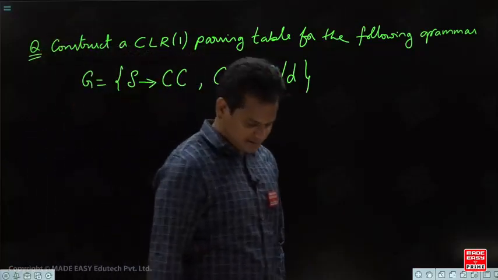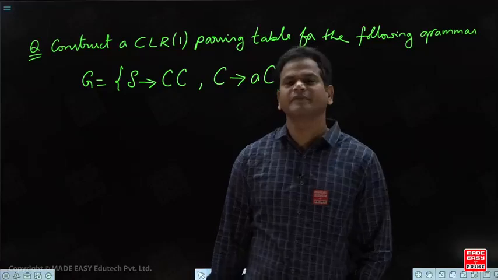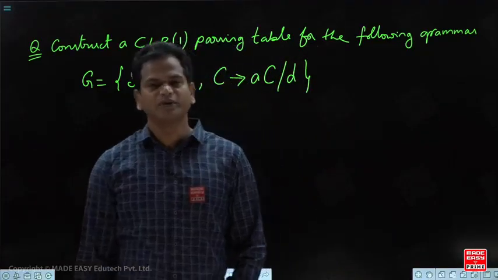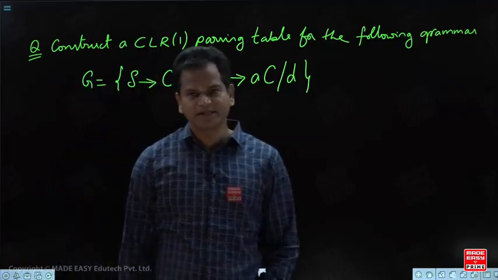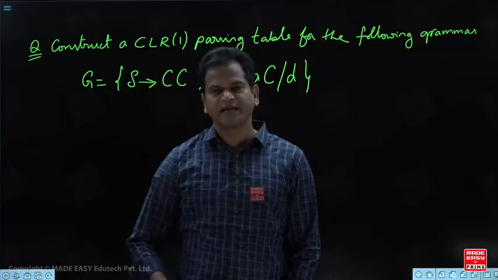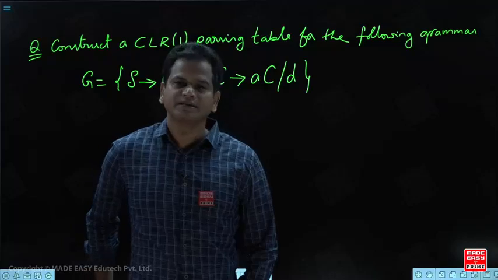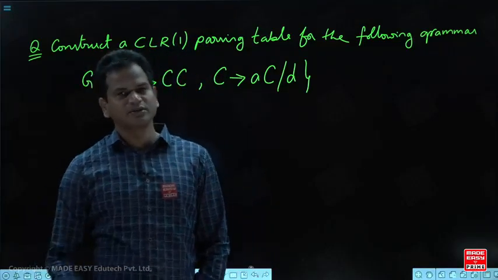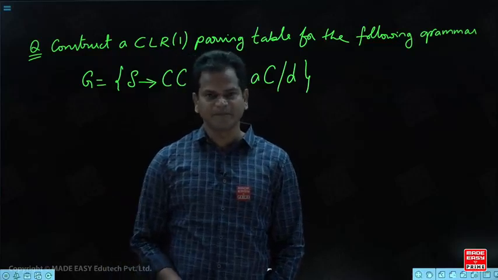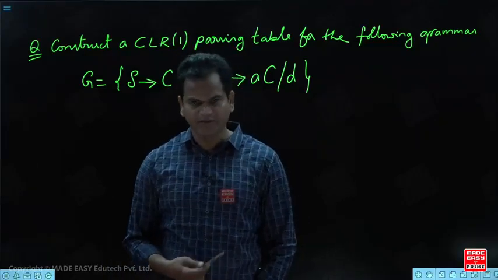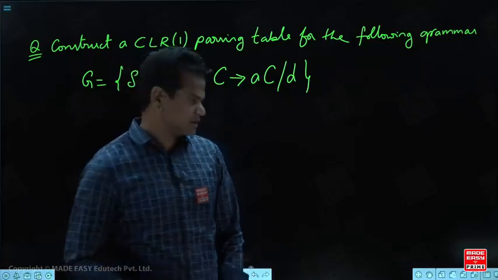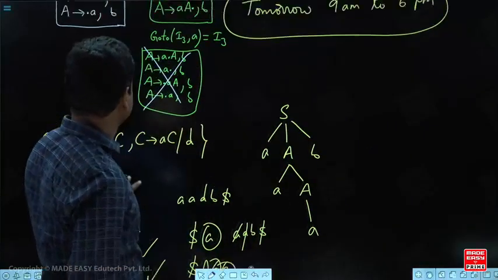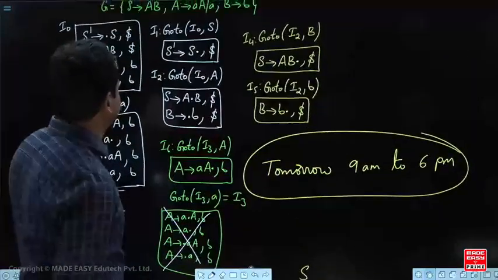Good morning all. So yesterday we were doing CLR of 1. I told you how to consider the canonical set of items. CLR of 1 can be divided into two parts. One is construction of the canonical set of items, that is LR of 1 items. Then based on those LR of 1 items, we consider the Parsing table. So I told you yesterday how to consider the LR of 1 items, and we have done one example also. This one.